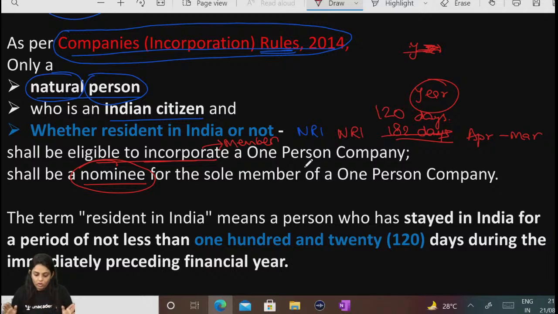So I repeat this whole page again. This is given under the rules, not the Act. Only a natural person who is an Indian citizen, whether resident in India or not, shall become a member or a nominee of the OPC. And a person shall be considered as a resident of India if he has stayed in India for at least 120 days in the immediately preceding financial year. Is it clear to everyone?